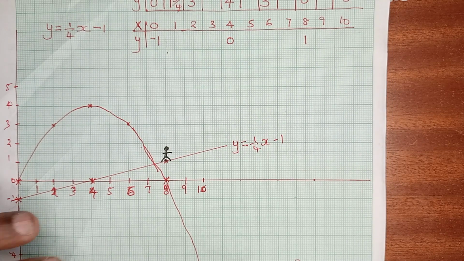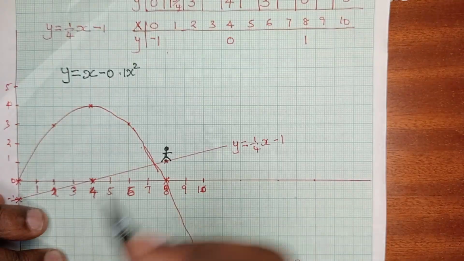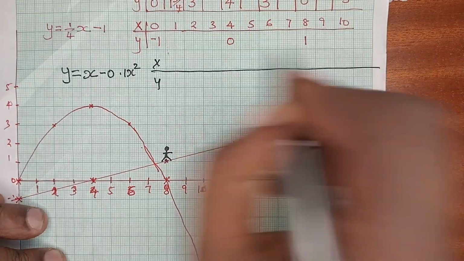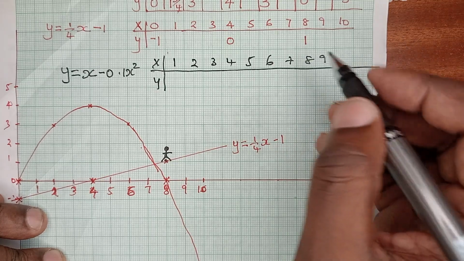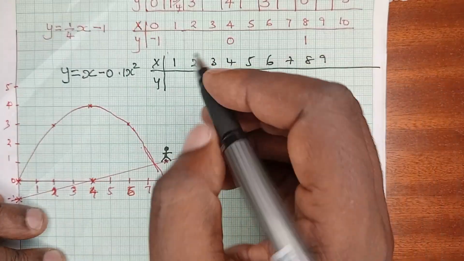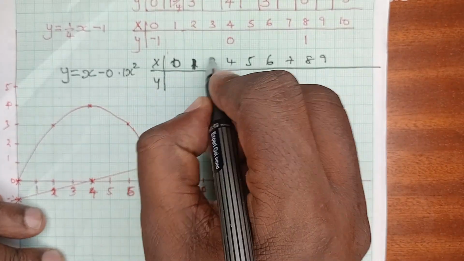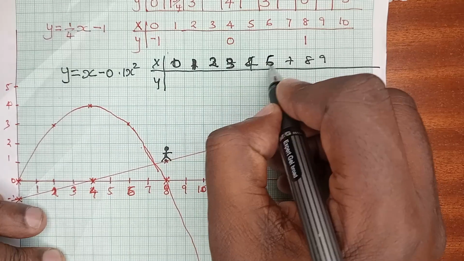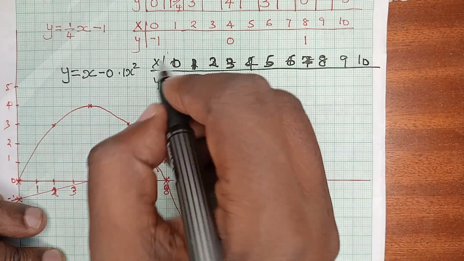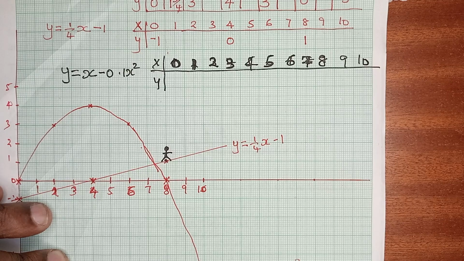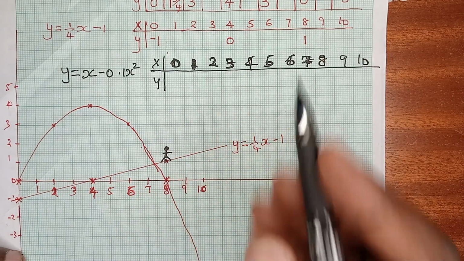The new path is y equals x minus 0.1x squared. And we have x and y this time round. When x is 1, 2, 3, 4, 5, 6, 7, 8, 9, of course we have to start with 0. So we'll have 0, 1, 2, 3, 4, 5, 6, 7, 8, 9, and 10. Let's start from 0. Using this equation, when x is 0, y is 0, of course.